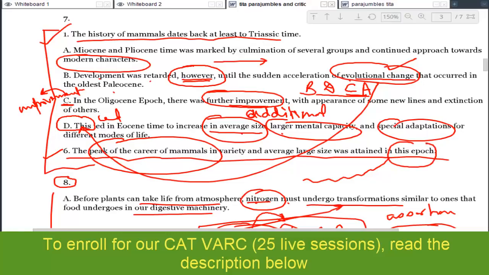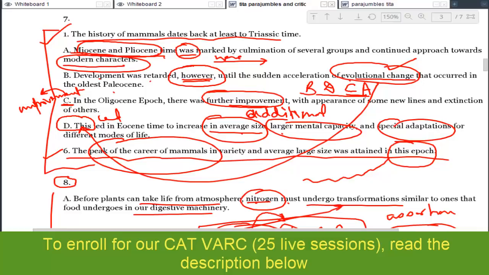This epoch could refer to what? Miocene and Pliocene time was marked by culmination of several groups and continued approach towards modern characters. That means basically this was the epoch the author is referring to, the Miocene and Pliocene time. Because the author has used "was". Understand this. That means basically this particular time period is one entity for the author. The author has not said it is "were" marked. That means Miocene and Pliocene time was the time in which the modern characters came.